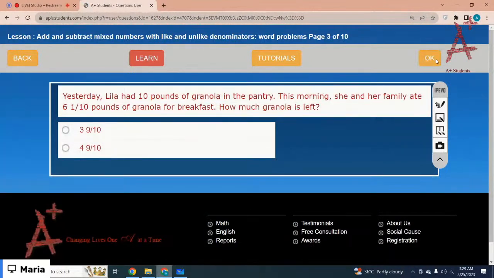Yesterday, Leela had 10 pounds of granola in the pantry. This morning, she and her family ate 6 whole 1 over 10 pounds of granola for breakfast. How much granola is left? That's the one we did in the tutorial. The correct option is 4 whole 9 over 10 because I remember the answer.